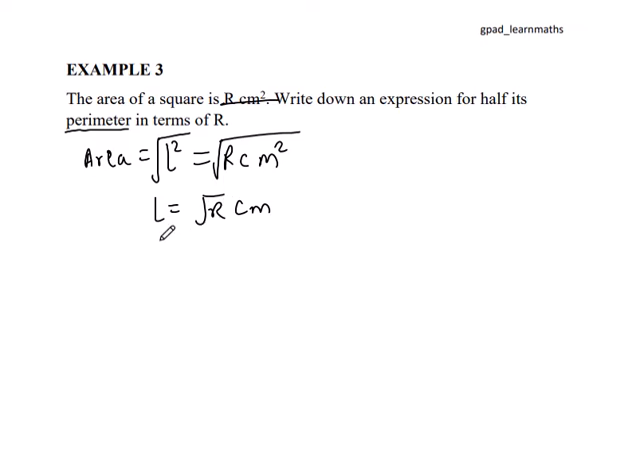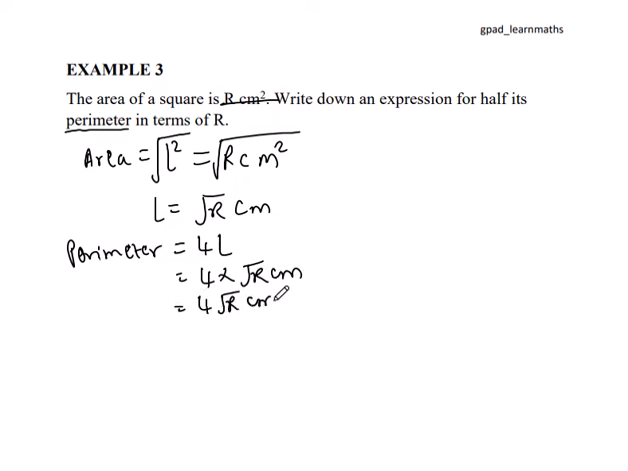Now we need to find the perimeter first before we can find an expression for half its perimeter. The formula for calculating the perimeter of a square again is 4L. So all I have to do is multiply this length by 4, and that is 4 times root r centimeter. This is 4 root r centimeter.